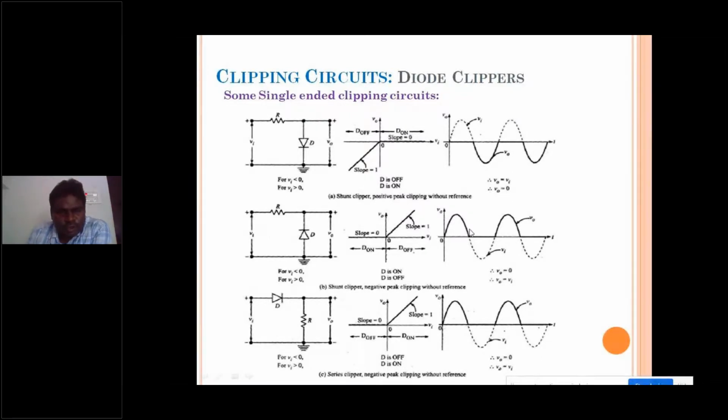If anything goes wrong here, I just copied it from an internet source. Just tell me whether there is any problem or anything wrong in this slide. I don't think there is anything wrong. So I'm moving to the next slide. I just gave all these things for your reference, because he is giving some circuit and he is asking us to draw the output shape for it by explaining that. So those are some single-ended clippings.